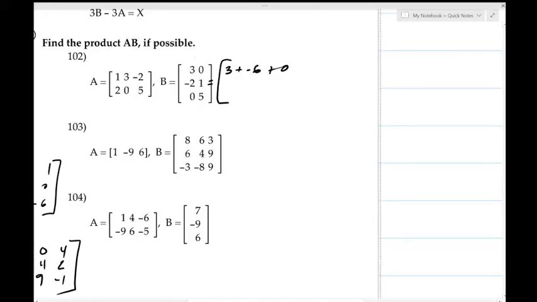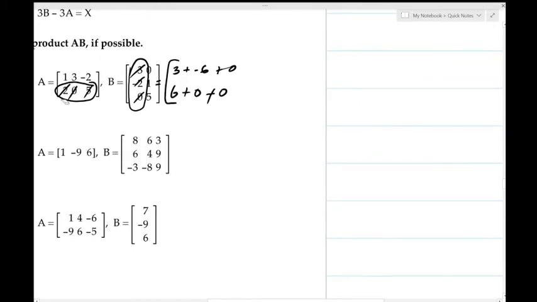Then we'll do the element right below, and we have 3 times 2, which is 6, negative 2 times 0, which is 0, and then 0 times 5, which is 0. Okay, then let's work on this element right there. So it's going to be the one right here times the top, and we'll have 0 times 1, which is 0, 1 times 3, which is 3, and then 5 times negative 2, which will be negative 10.